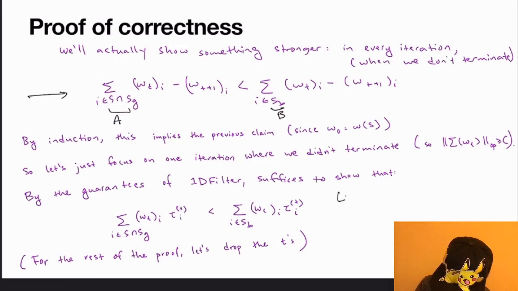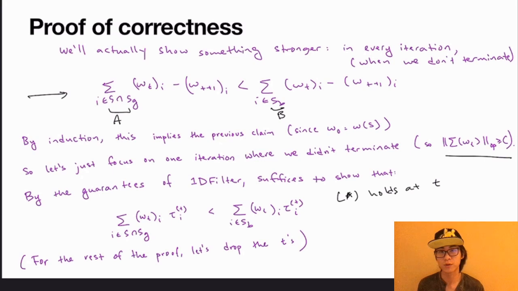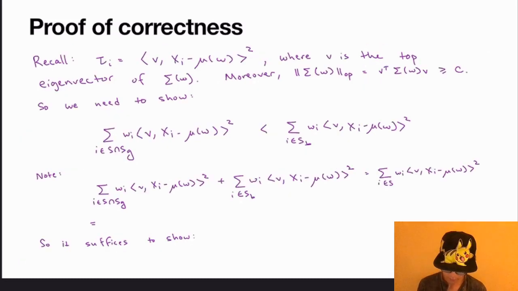So we get to assume that star holds at t, but that sigma Wt has spectral norm which is too large. Okay, and now for the rest of the proof, let's just drop the t's notationally because we're only going to focus on this one iteration. So now this is where we need to actually use the definition of the tau i's. So recall that the tau i's have the following form: v inner product xi minus mu of w, squared, where v is the top eigenvector of sigma w. Recall we're dropping all the t's.